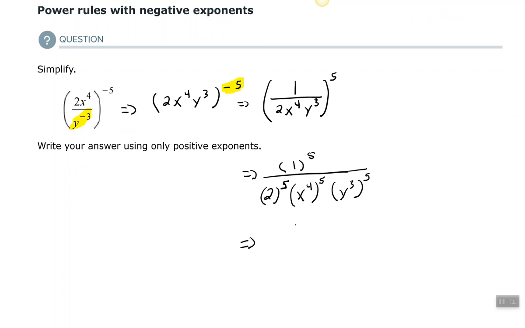So 1 to the 5th power is 1. 2 to the 5th power, 2 times itself, 5 times. So 2 times 2 times 2 times 2 times 2. It's 32.